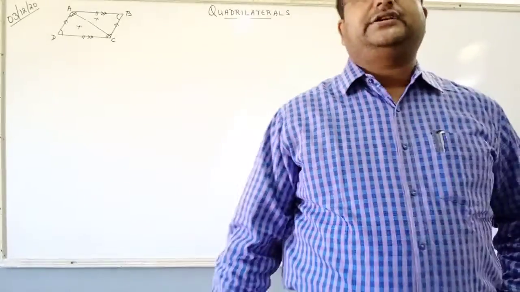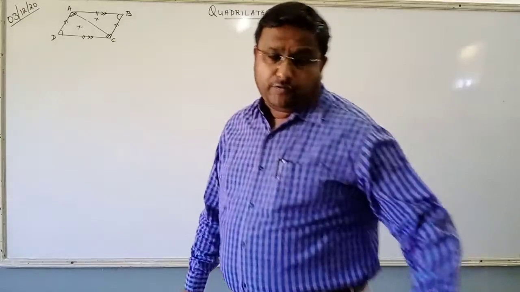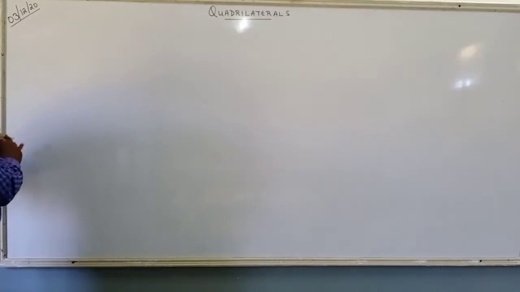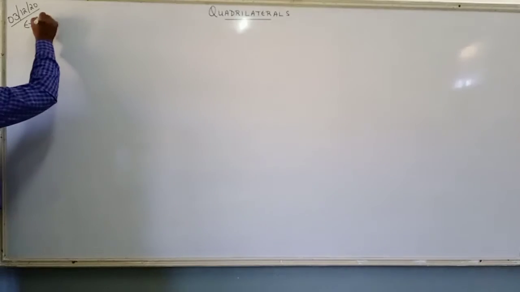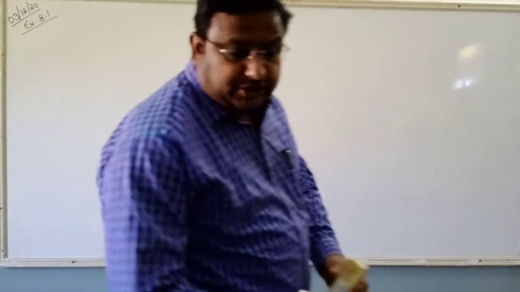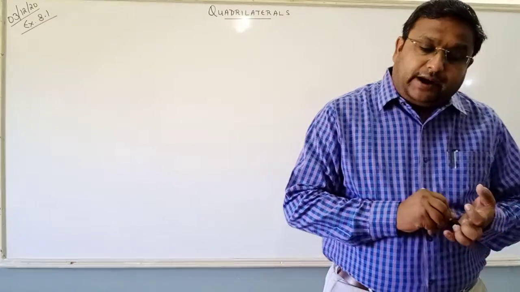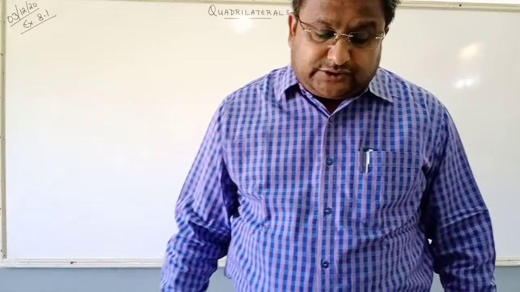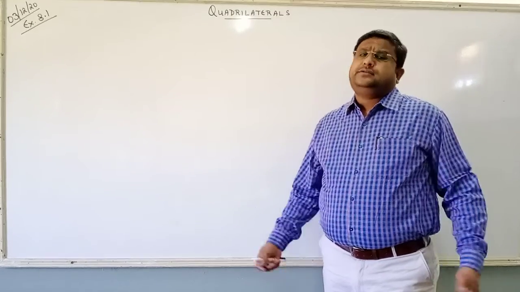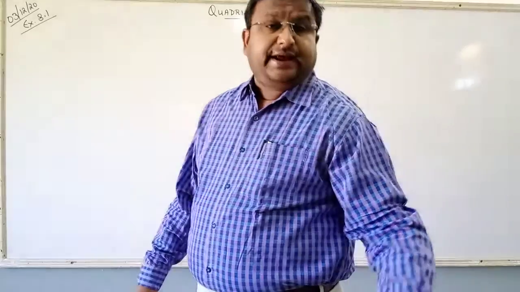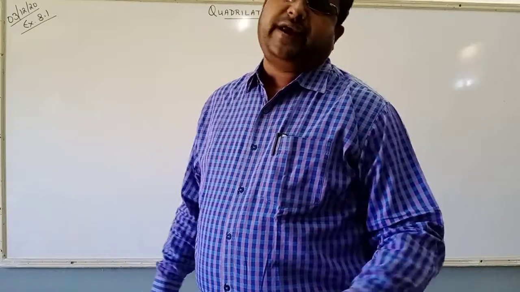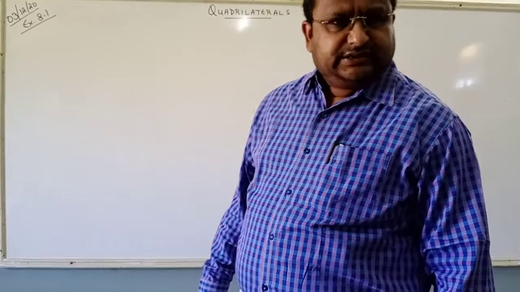Page number 146 of your textbook, exercise 8.1. You find the questions based on that. Exercise 8.1 of your textbook, page number 146. First question. The angles of a quadrilateral are in the ratio 3:5:9:13. We know, what is the sum of angles in a quadrilateral? 360. So the sum of all these angles 3x, 5x, 9x and 13x is equal to how much? 360. We can find x. Not an issue, isn't it?